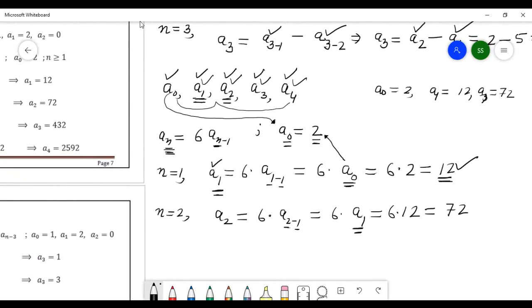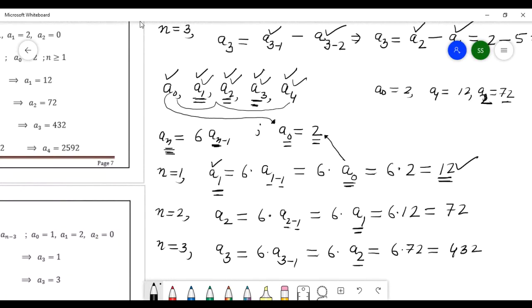Now a3. For a3, n equals 3. So a3 equals 6 times a of 3 minus 1, which is a2. a2 is 72, so this equals 432. This is the answer, right?